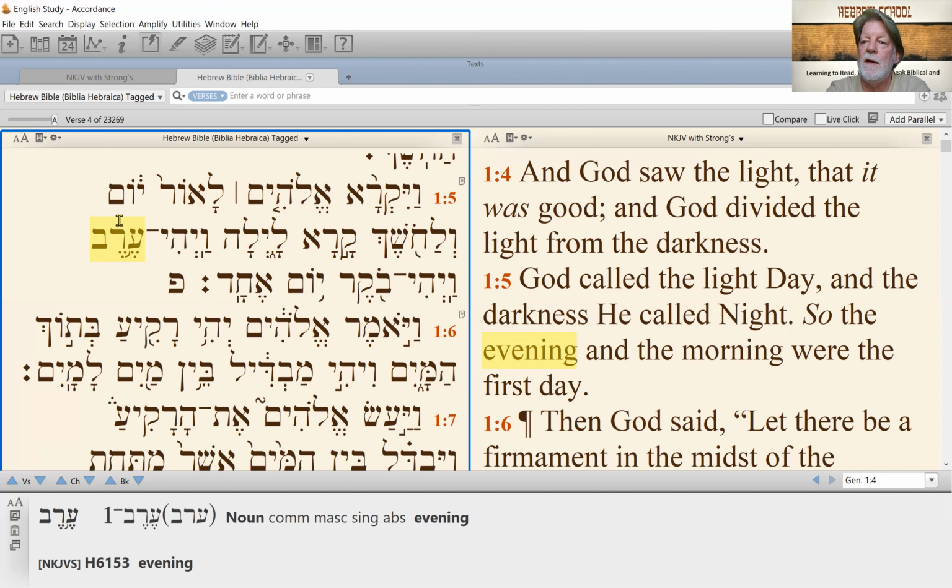Va, our conjunction, and Yahi, was Boker. Boker is the root word for morning, boker. Yom, and there was boker, morning. There was evening, and there was morning. Yom is the Hebrew word for a day, echad.